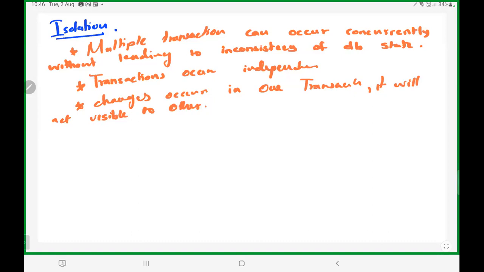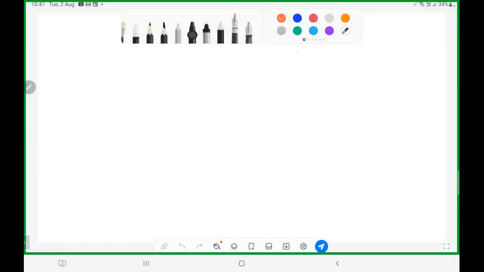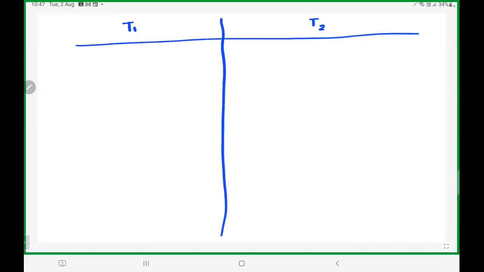So we can discuss this isolation in this way also. Let's think there are two transactions, T1 and T2. Do you know what a transaction is? Let's take a banking system. I take money from my account and put it into your account. What happens is that the database gets updated: it decreases in my account and increases in the other account. That database update is what we call a transaction.